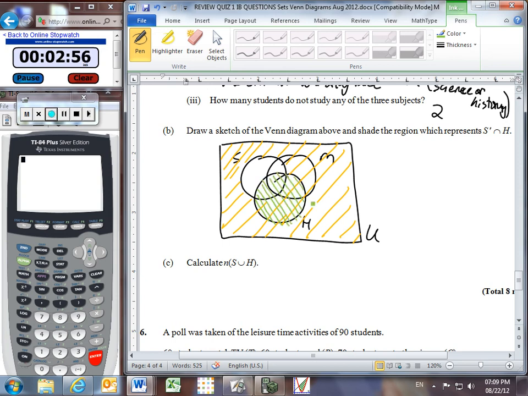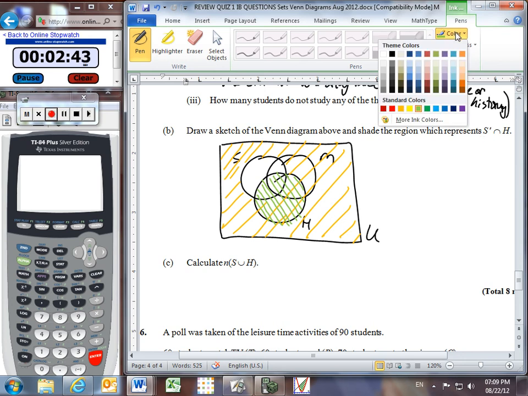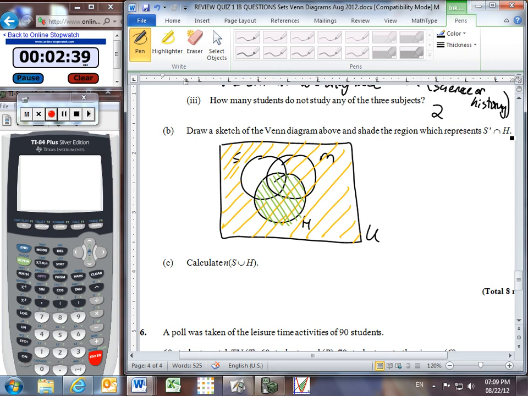And now you can see that the region which I have used both colors on, things that are abiding by both conditions simultaneously, or in other words, where are the people outside the science circle but inside the history circle, is just like this region of overlap. This is the part that you would shade. That's your final solution.